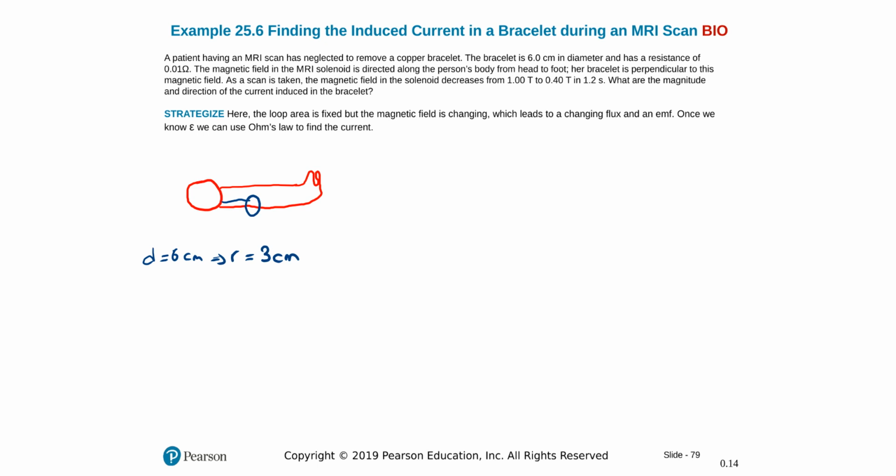Alright, let's keep reading now. The magnetic field in the MRI solenoid is directed along the person's body from head to toe, head to foot. Her bracelet is perpendicular to this magnetic field. So there is a magnetic field passing through the bracelet, head to toe. So there's a flux, right? These yellow lines are magnetic field, and there's a flux.